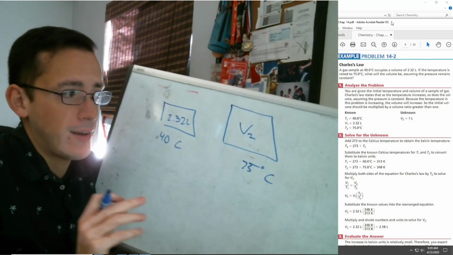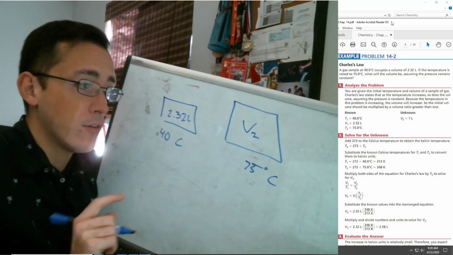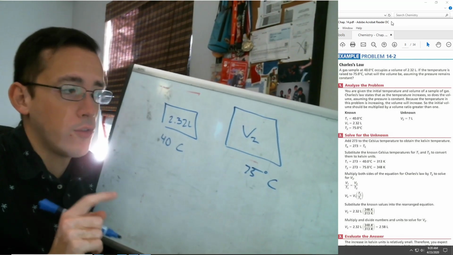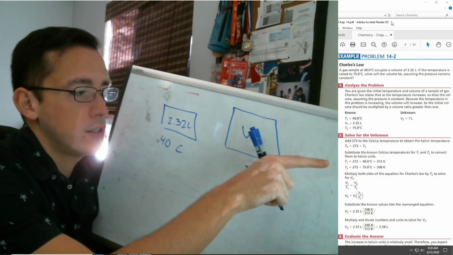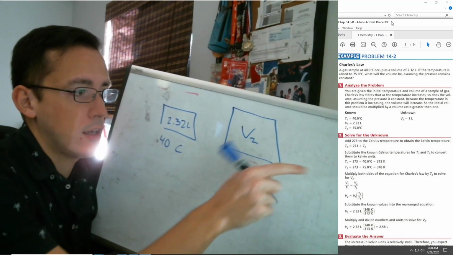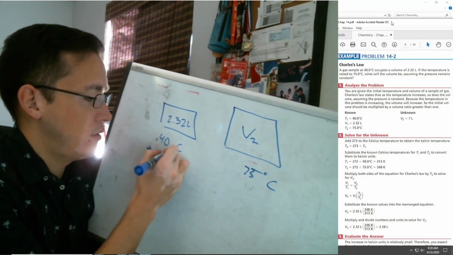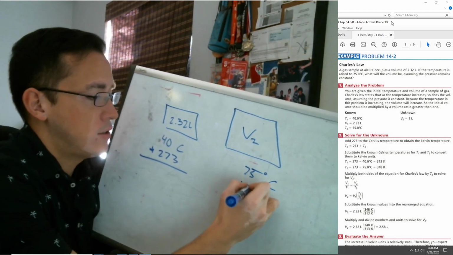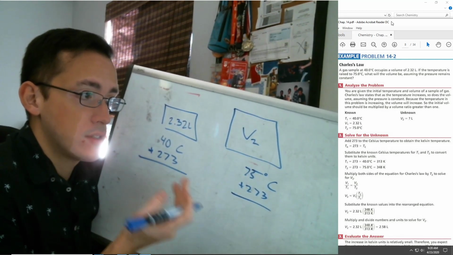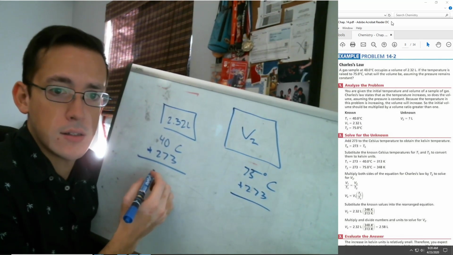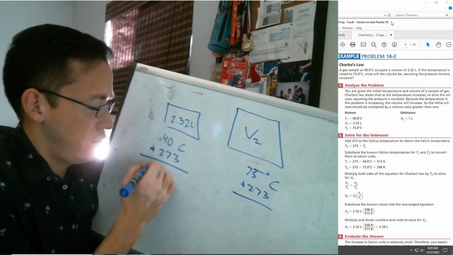If you remember, though, we have to keep temperature in terms of Kelvin, not Celsius. So the first step you'll see here is to convert the temperatures from Celsius to Kelvin. And all you have to do is add 273 to both of these. So our initial temperature, instead of saying 40 degrees Celsius, we're going to say is 313 Kelvin.